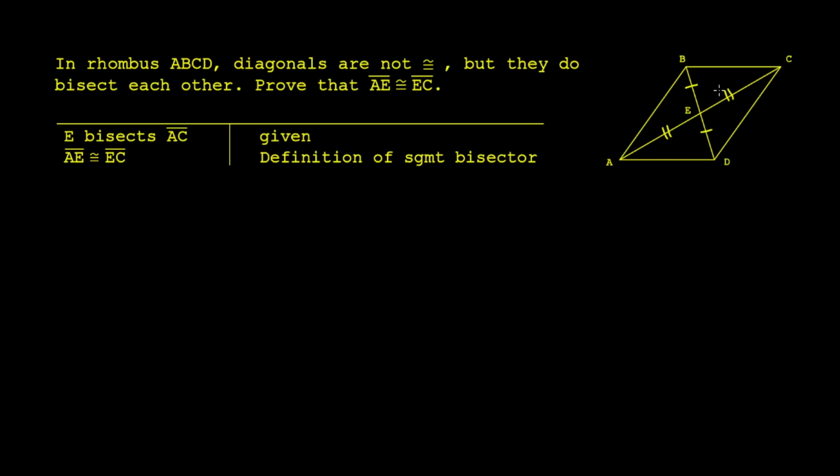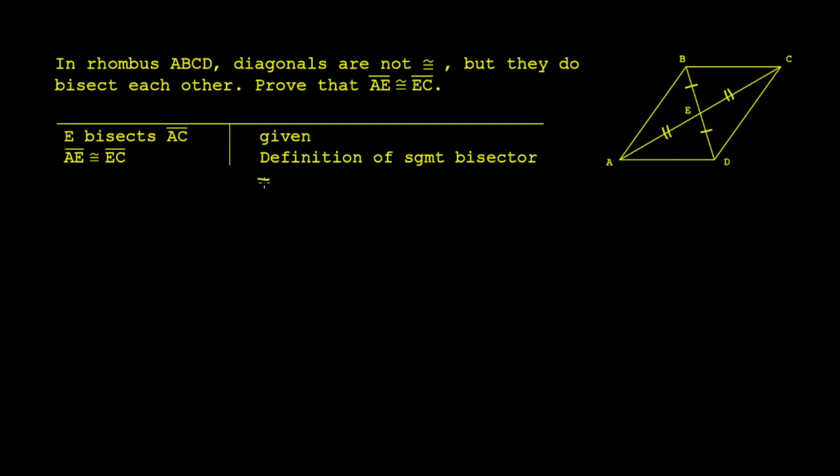All it asks us to prove is that AE is congruent to EC. As we've seen on the diagram, and as always, you should write out the diagram and do your markings on there. E bisects AC, given. You could also say properties of a rhombus. AE is congruent to EC, definition of segment bisector.